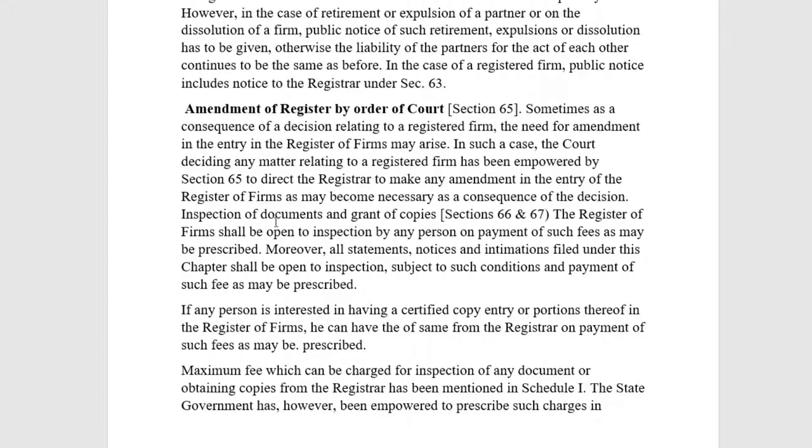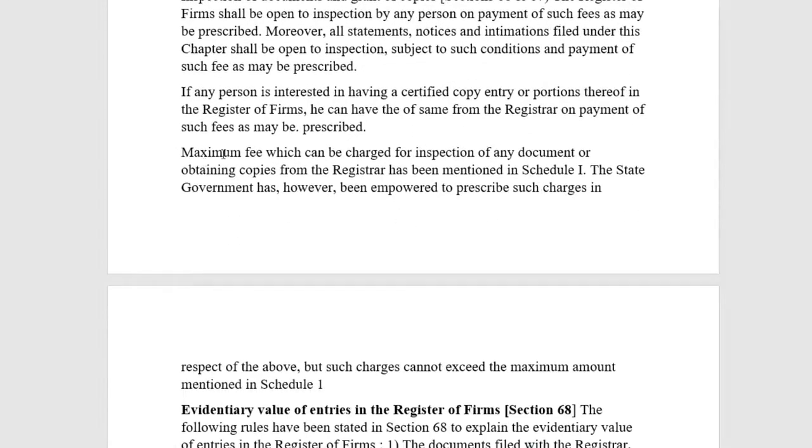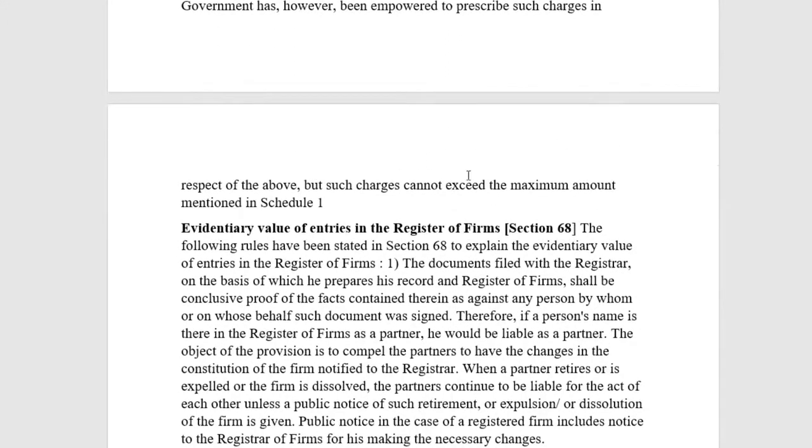So here the documents which have been furnished before the register of firms, the public can get copies of them. The inspection of documents and the grant of copies, the rules have been mentioned under sections 66 and 67, and a fee can also be levied with regard to inspection of any document and giving copies of the documents registered before the register of firms, as mentioned under Schedule 1. The state government may make changes with regard to imposing the fee for giving copies of the documents or for the inspection of the document.